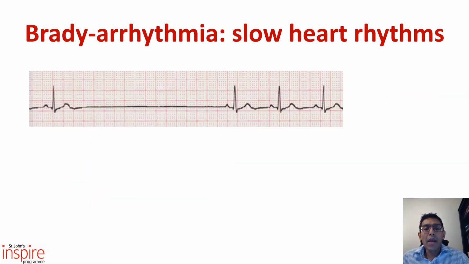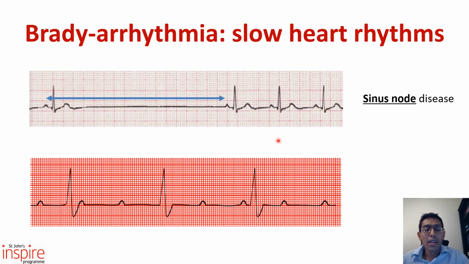Abnormalities of the heart rhythm can be where the heart goes fast or slow. In slow heart rhythms, there can be problems with either the sinoatrial node or the AV node. In this example of sinus node disease, a P wave is followed by a QRS complex and a T wave, but then there's no P wave activity for several seconds. This is sinus node disease and may cause the patient symptoms such as dizziness or even a blackout.